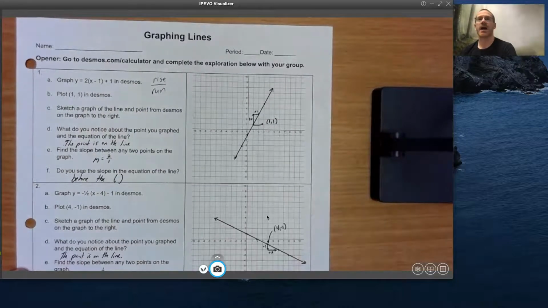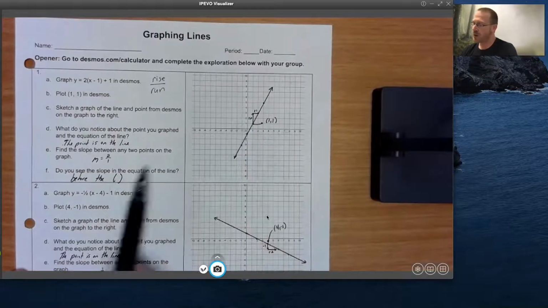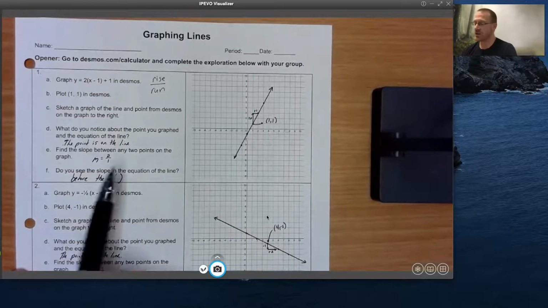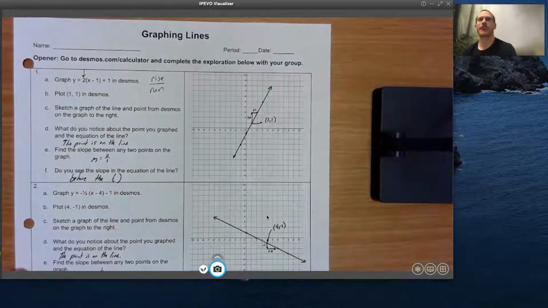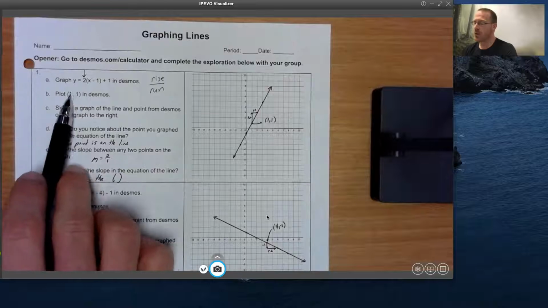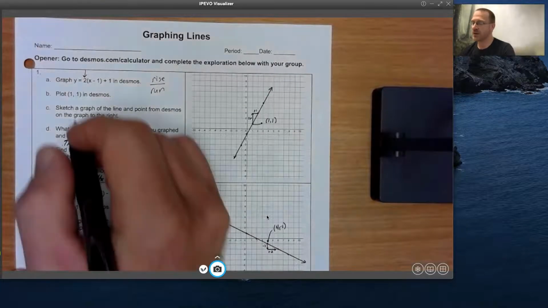Now, here are some of the patterns that we wanted to see. I see the slope is 2 over 1. Do you see the slope in the equation? The answer is hopefully yes. It's right there, correct? Now, the other thing is, let's look at this point, (1, 1). Do you see that in your equation? Oh, man, look at this.